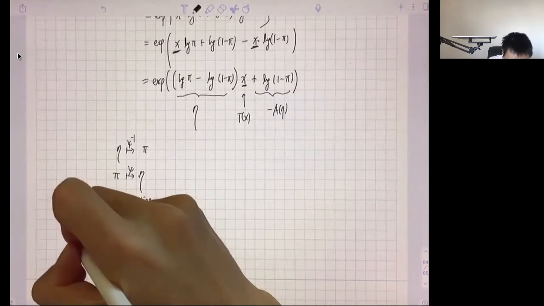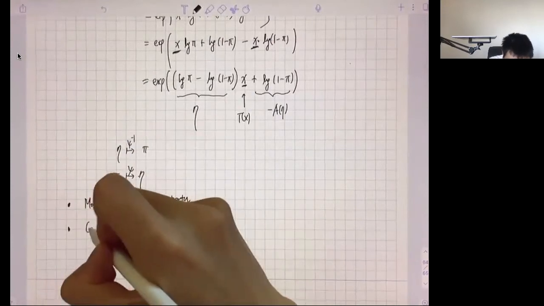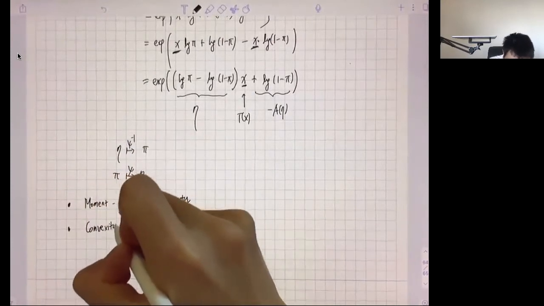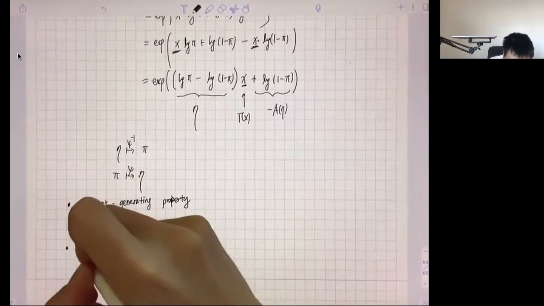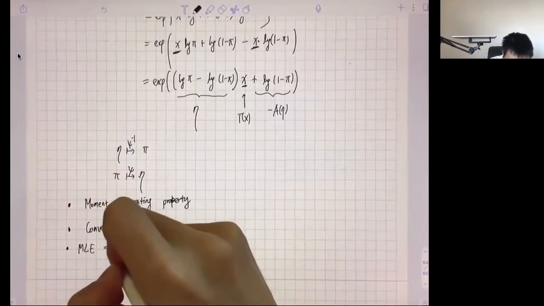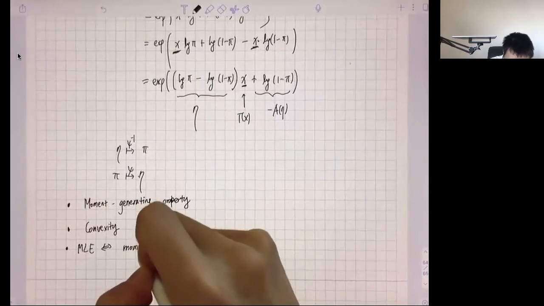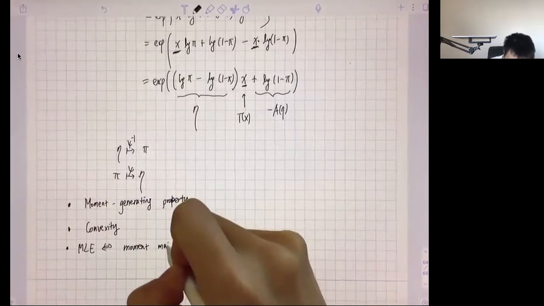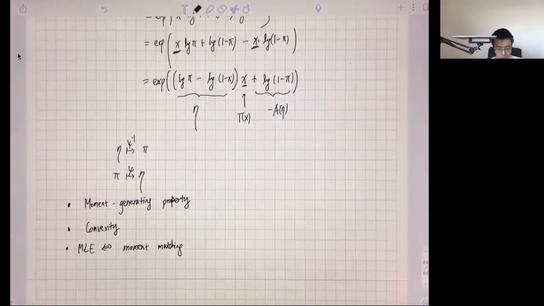And I'm also going to show the convexity and that the maximum likelihood estimation is the same as moment matching. Okay, there could be other properties, for example, the sufficiency, but we are not going to show that here.